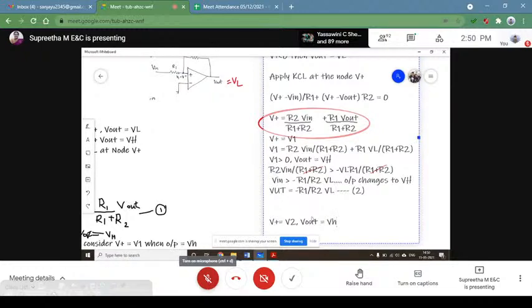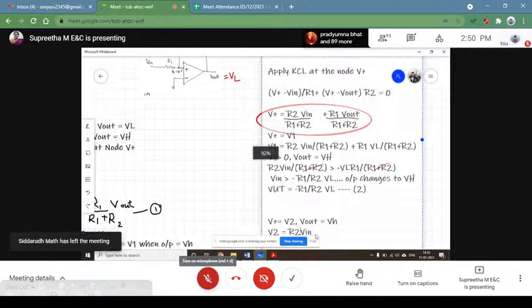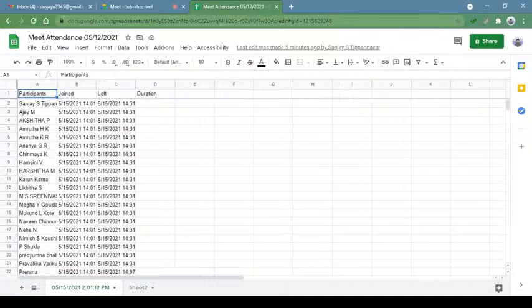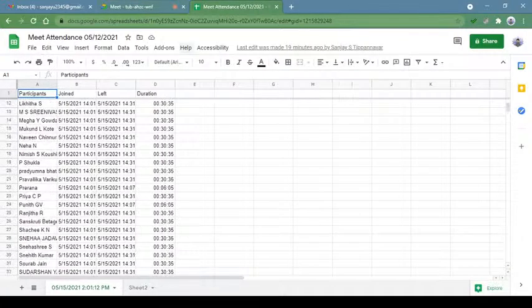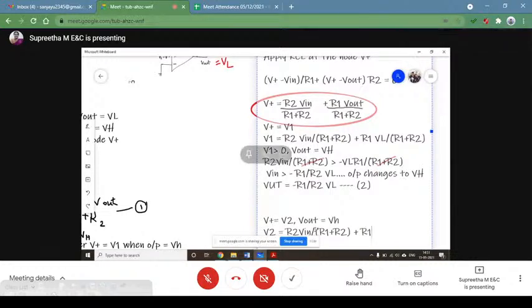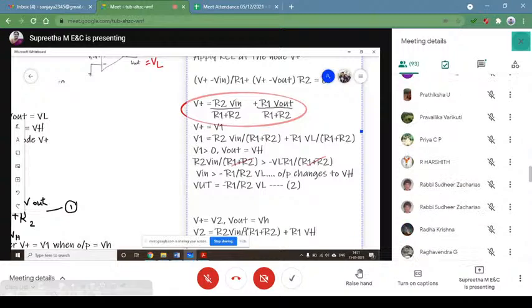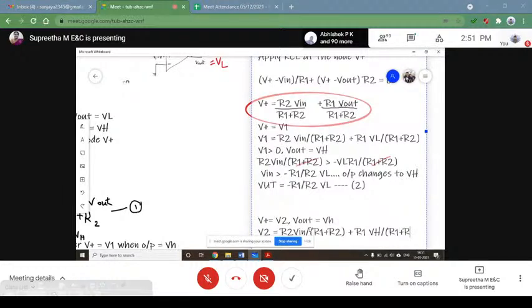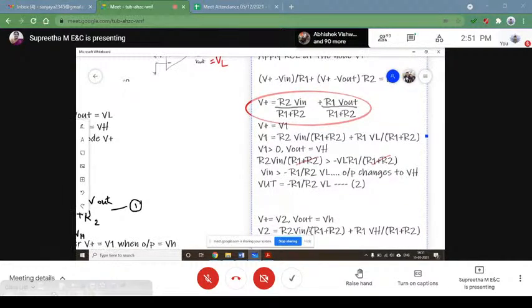Is it done? So now what happens again when you simplify it? I get V2 to be, now this would be an expression for it. So V2 to be R2 into Vin divided by R1 plus R2 plus R1, what is Vout? VH divided by R1 plus R2.